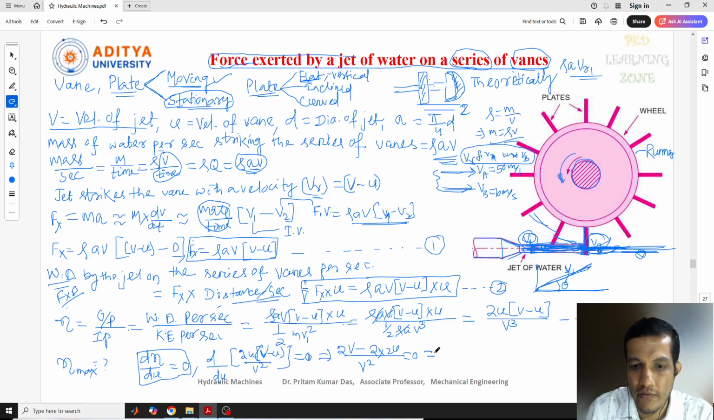Solving, we get 2v minus 4u equal to 0. Now what about the velocity v? We can write v equal to 4u divided by 2, that means 2u. So we can write u equal to v by 2, or 0.5 v. So when the wheel velocity u is half of the jet velocity v, the efficiency is maximum.